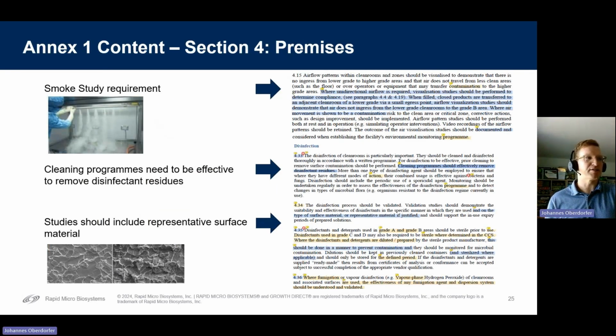Then with the premises, we have the smoke study requirement, which is heavily emphasized, and a lot of companies had to redo or do these smoke studies in order to be compliant with the Annex 1. Then cleaning programs need to be effective to remove disinfectant residues, which is also not always as common as we might think in companies. Well, and then studies should include representative surface material, so that you have the materials tested that you have in your facilities.